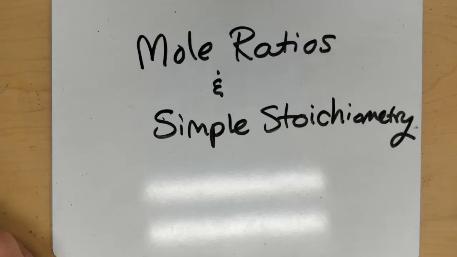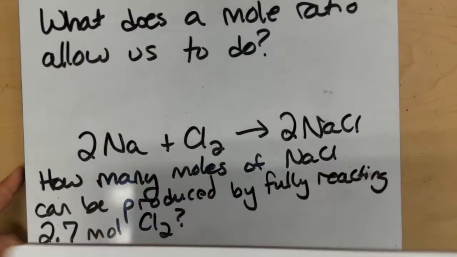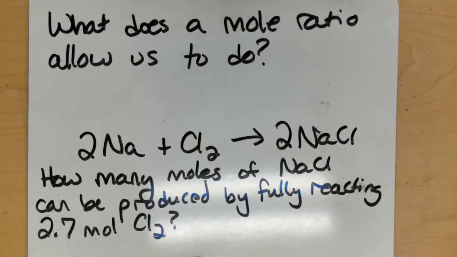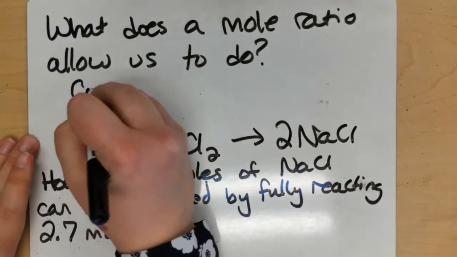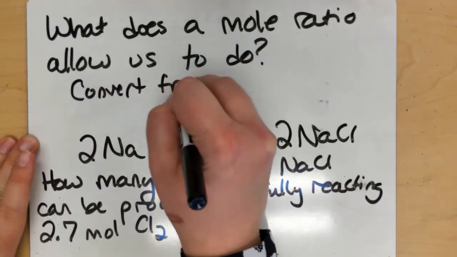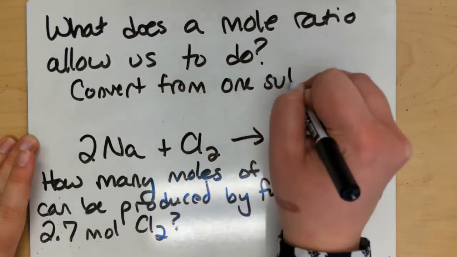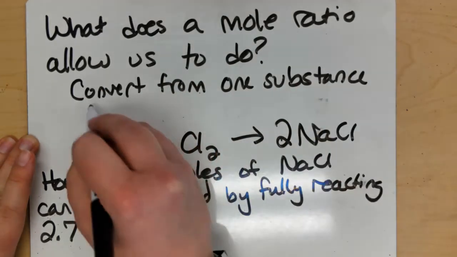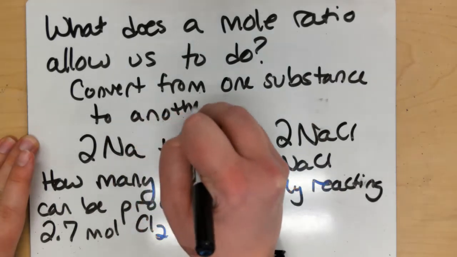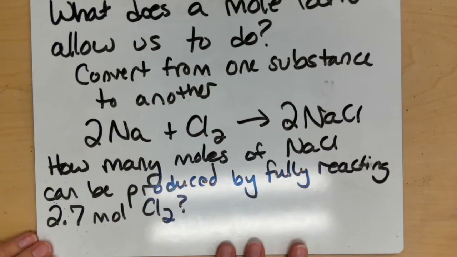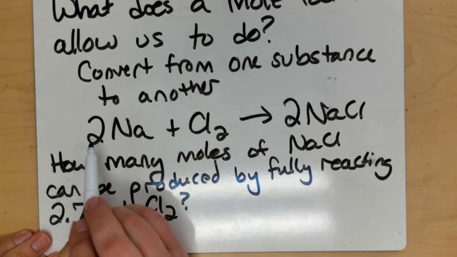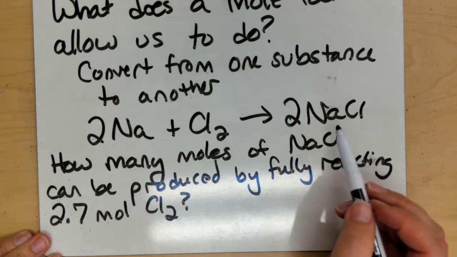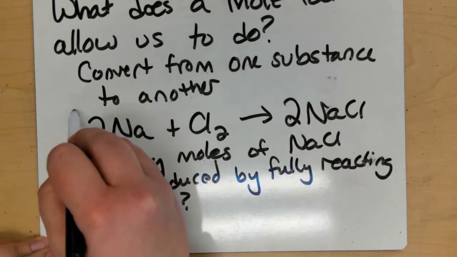All right, in this video, we're going to talk about mole ratios and simple stoichiometry. So before we can really do problems with this, we have to understand what a mole ratio is going to do. So what a mole ratio allows us to do is convert from one substance to another. Essentially, what that does is it allows me to figure out how much of a given reactant I might need to make a certain amount of product, or how much product I can make from a given amount of reactant.